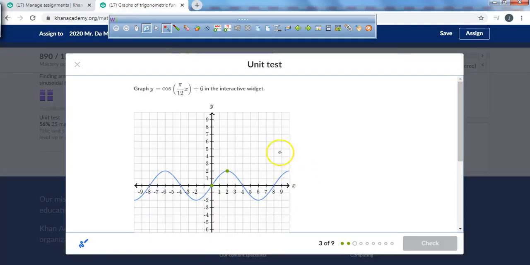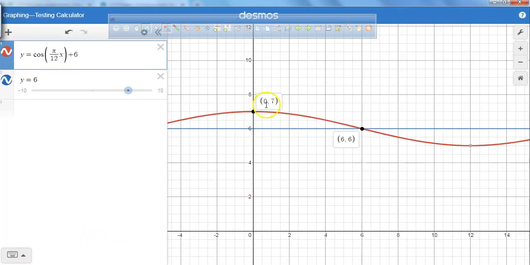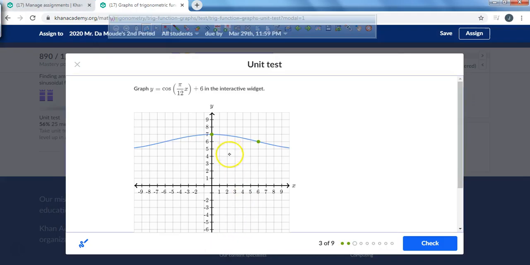So let's go over here to Khan Academy. Right now this looks like a sine graph. So what I'm going to have to do to make it look like a cosine graph is switch those dots. See how I did? Go from here to there. Now I can put this at a 0, 7, and over here I can put this at a 6 and a 6. Let's just double check. 0, 7, 6, 6. You're good to go. And you hit check.